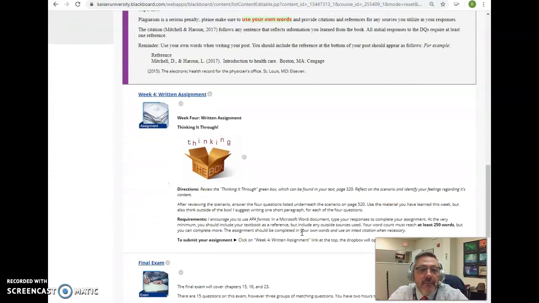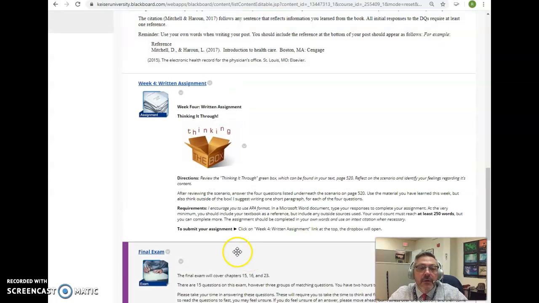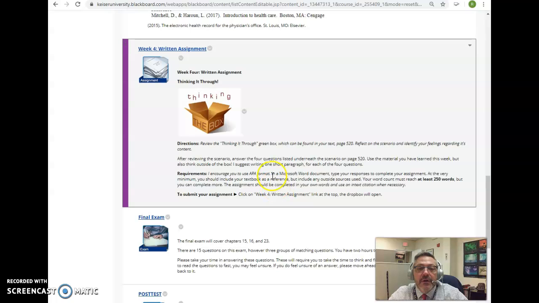Okay. You have a written assignment to do this week. For that, you need to review the Thinking It Through green box, which can be found in your textbook on page 520. Read the scenario, reflect on the scenario, and then identify your feelings regarding its content. Now, this should go back to your reading to identify some of the things that they're asking. So after reviewing the scenario, answer the 4 questions listed underneath the scenario on page 520.